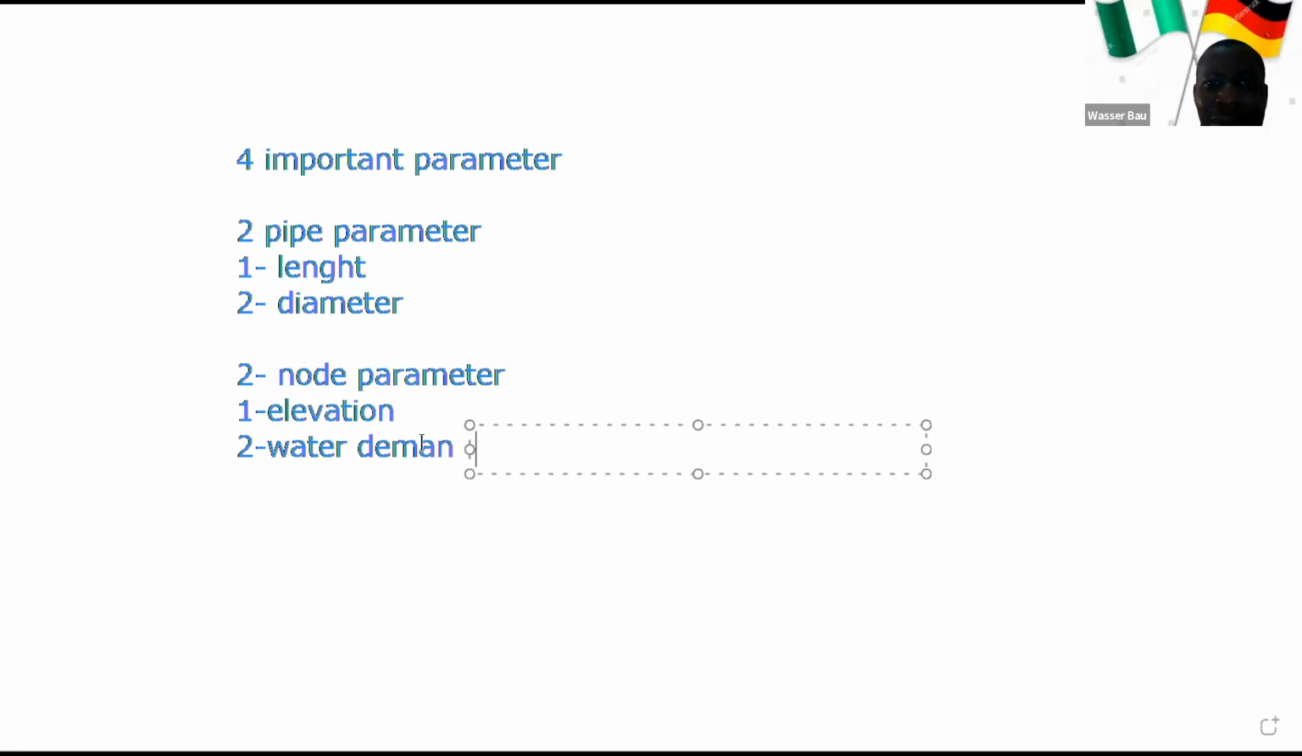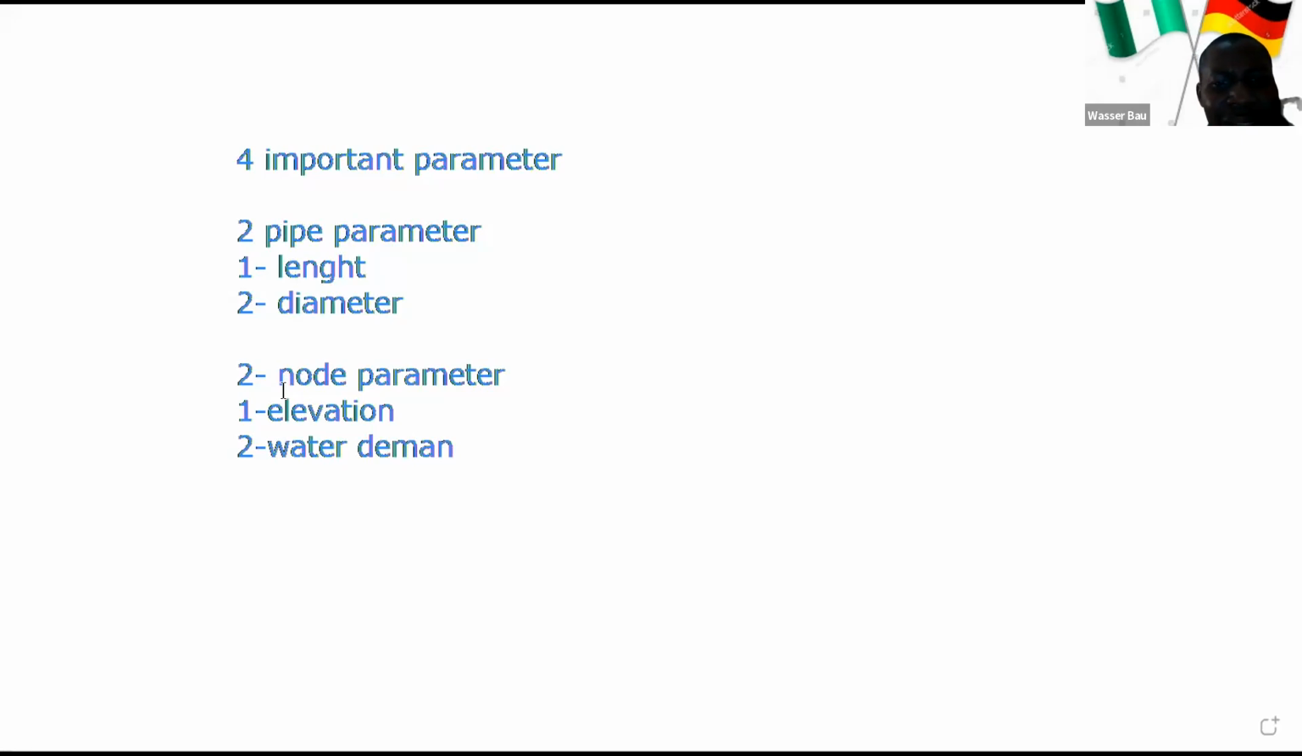Now, the good thing is this. Some of these parameters, you will get them yourself. Some, you have to calculate. For the length of the pipe, if you give me a layout, if I scale it very well, I can read out the length of each section and put them down into a table format. But the diameter, I must design it. That's where the engineering comes in.